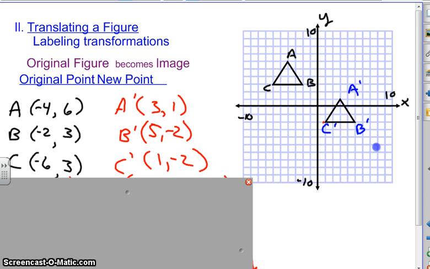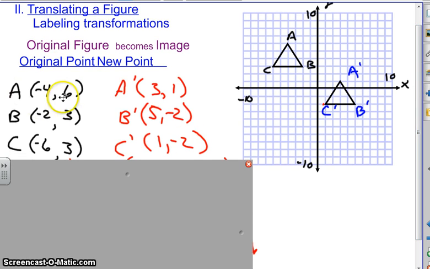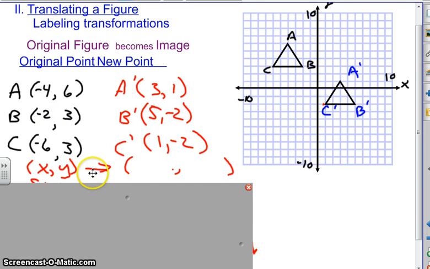1 and -2. Okay, so as I said, the goal now is to create the rule for this. How did these vertices move? So we're looking at the original and what happened to get it to this. So we're doing what we call a map. Here's the original. The original was at X, Y, right? Now let's just look at the X's and see what happened to all the X's. This X here went from -4 to what? 3. So on a number line, if you're going from -4 to 3, how far have you traveled? 7. You went +7, right?